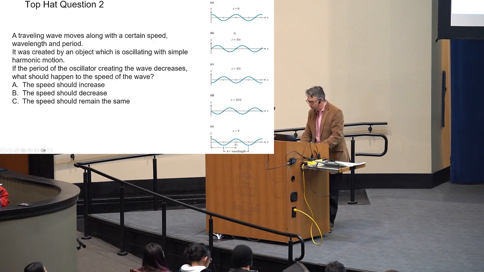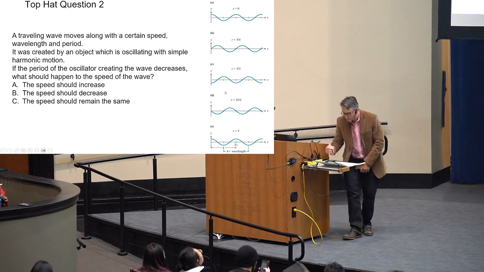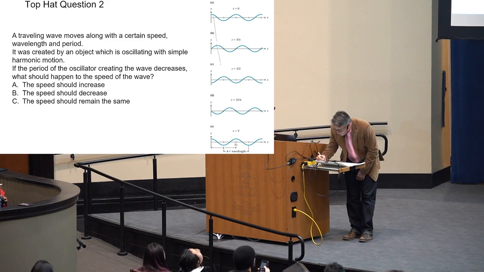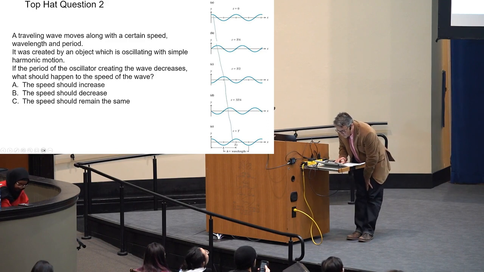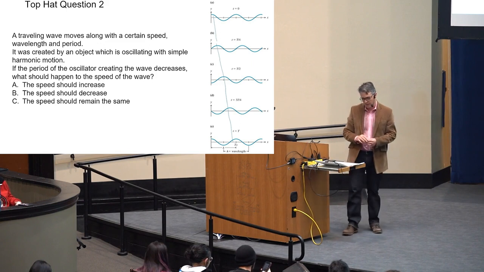This graph on the right is just kind of showing what happens to a sinusoidal wave as it goes through one period. It goes up and down at the left end, and these crests travel along from left to right. A traveling wave moves along with a certain speed, wavelength, and period. It was created by an object which is oscillating with simple harmonic motion, like this one is. If the period of the oscillator creating the wave decreases, what should happen to the speed of the wave? A, speed should increase, B, speed should decrease, or C, the speed should remain the same.